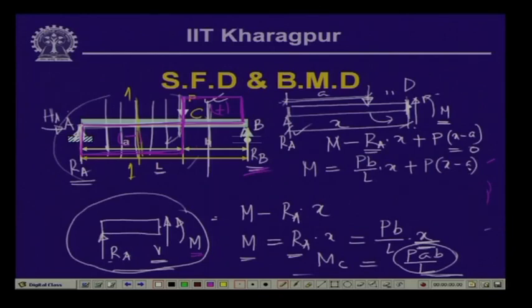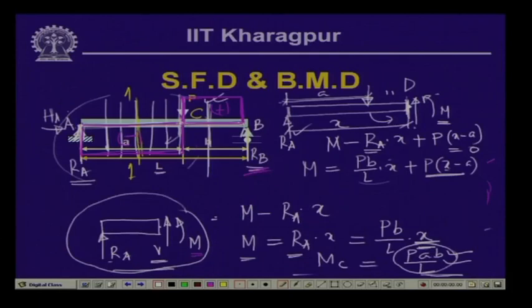Now, if we substitute the values, this particular expression is valid for x equals a to L. When x is equal to a, this part is equal to 0, and this becomes P b a by L, or P a b by L, which matches the value of the bending moment over here. So from this side we have computed the value of the bending moment as P a b by L.